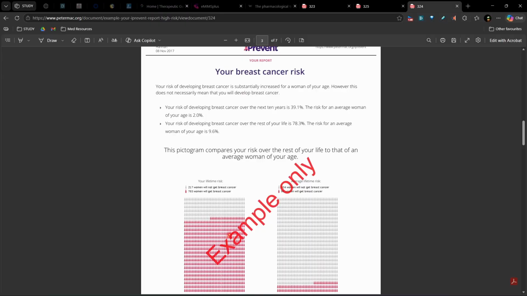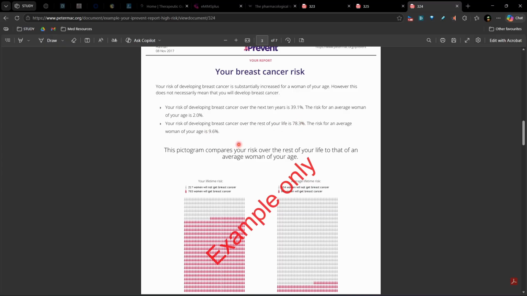iPrevent then spits out this woman's breast cancer risk, which is very high. The next 10-year risk is 39.1% and a lifetime risk of 78.3%. If you can remember, the lifetime risk of developing breast cancer for a high risk category patient is 25 to 50%. So this woman's lifetime residual risk is 78.3%, which is much higher.